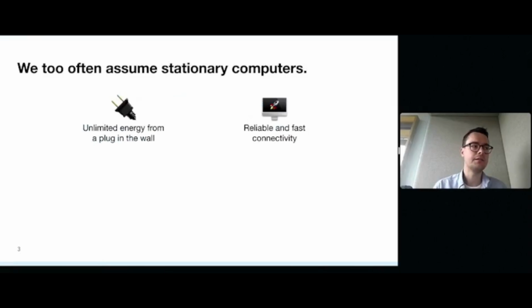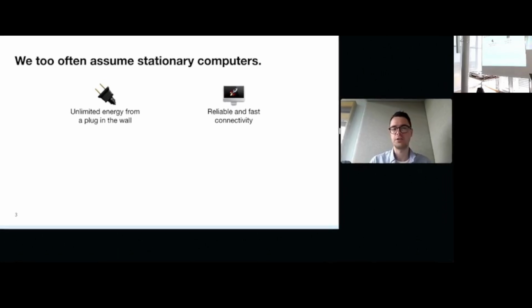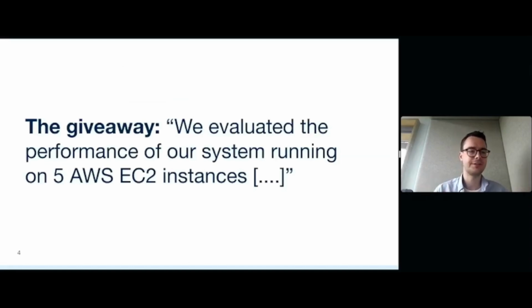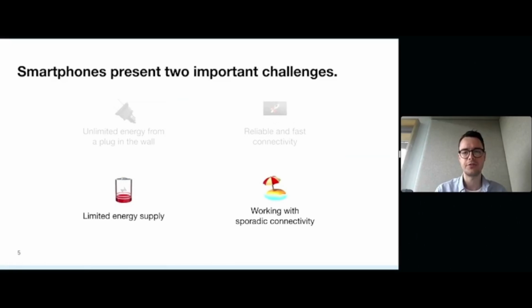So my general point is that we too often assume stationary computers when we talk about all kinds of decentralized protocols and applications. We have this infamous plug in the wall that provides us with unlimited energy, and we have reliable and fast connectivity. And usually the giveaway is somewhere in the papers, in the evaluation section, where everything is tested just using some AWS EC2 instances. However, smartphones really have become our primary computing devices. Most people who go online now around the world only have a smartphone, and they never go through having a computer as their main device.